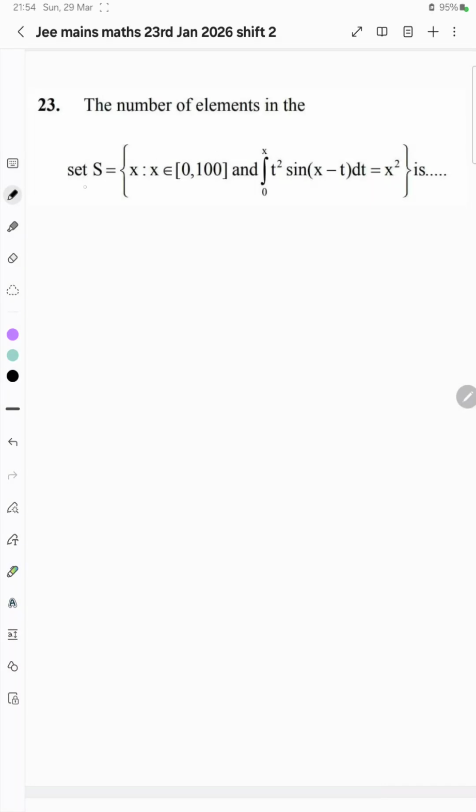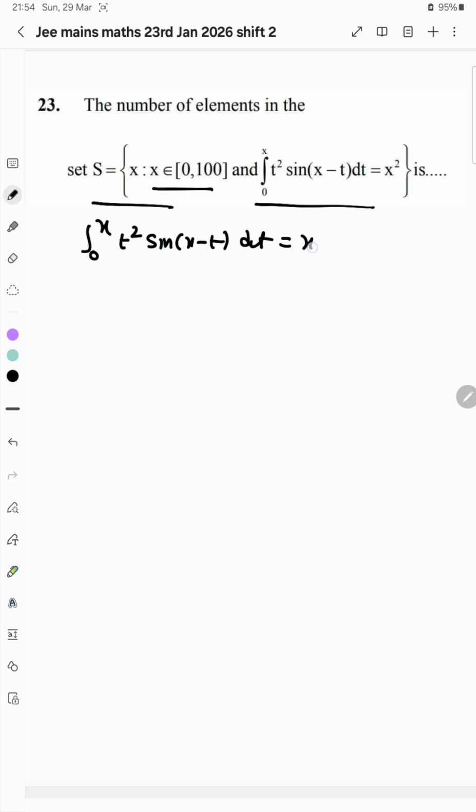The number of elements in the set S, how many are there? Okay, the conditions: observe x belongs to 0 to 100 and the integral from 0 to x of t square sin of (x minus t) dt is equal to x square. Fine. Let's take the given integration first of all. This is the given integration, right?